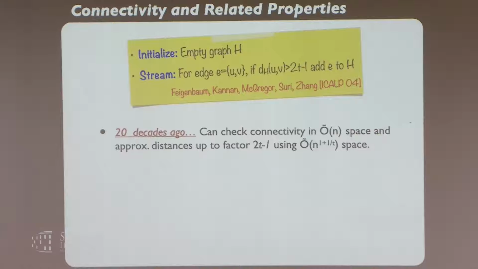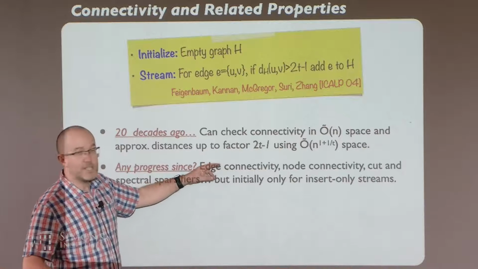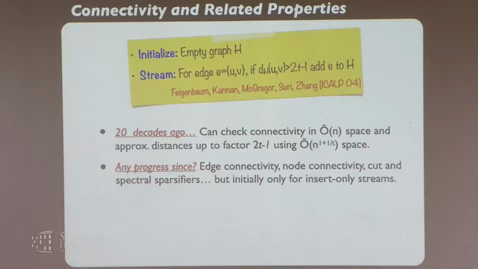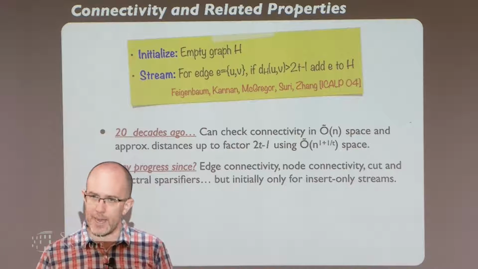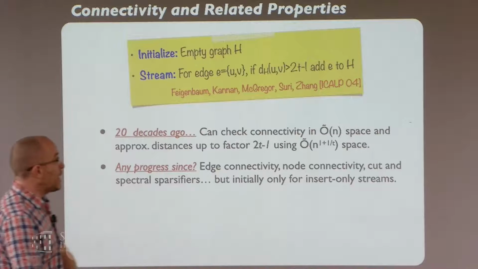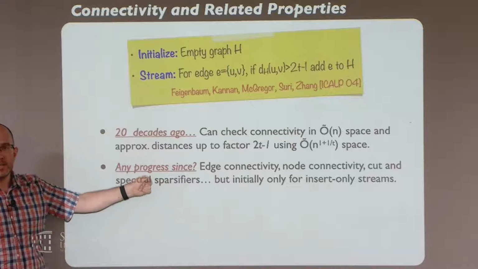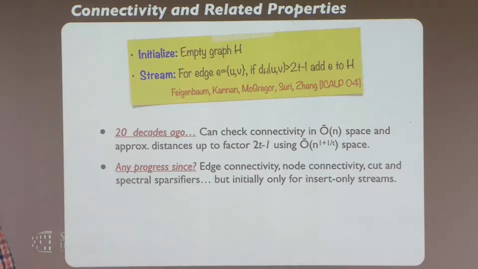What has been achieved in the last 20 years? Well, it turns out a lot. Rather than just working out whether the graph is connected, we can work out how connected it is, in the sense of: is it the case that every cut has at least k edges across it? Is it the case that there are k nodes whose removal would disconnect the graph? Can we approximate every cut in the graph? Can we construct cut sparsifiers and spectral sparsifiers? We can now do this, though at least initially, all this stuff was developed for streams that just had inserts and no deletes. Okay?